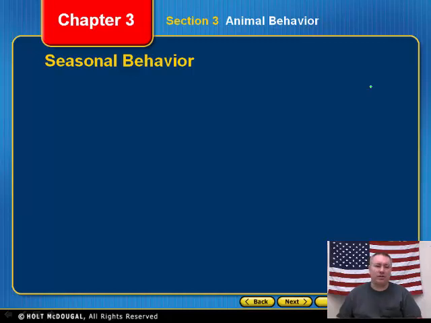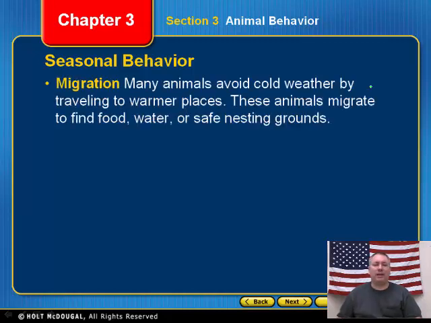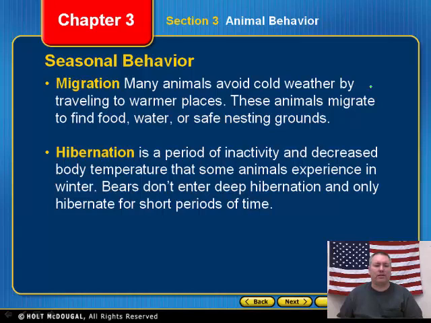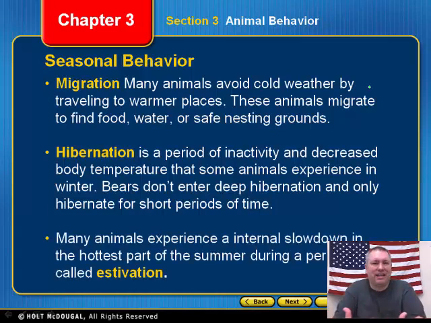Now, there's also a thing called seasonal behavior, and seasonal behavior sounds exactly like what it's talking about. It is seasonal. It's something that happens during a season. One of those things is migration. With migration, some animals travel from the north to the south in the wintertime. Some animals do that because they're looking for food, water, and safe nesting grounds. They're doing that because those things are gone in the north in the wintertime, so they have to move further south so they can get the better environment.